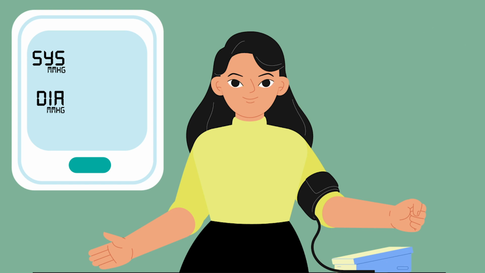So what is systolic blood pressure? Systolic blood pressure measures the pressure in your largest pipe called aorta at the time your heart squeezes and pumps blood into it. Logically, the pressure is higher during this period.